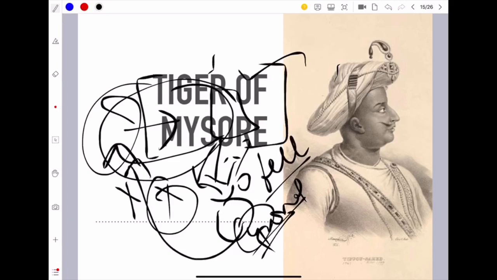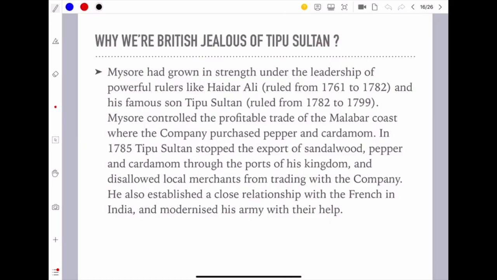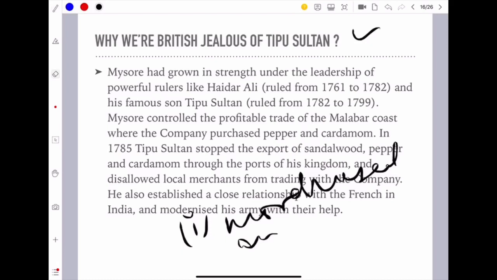And the EIC was very jealous of Tipu Sultan because, number one, he modernized his army with French help. Let me write it below.